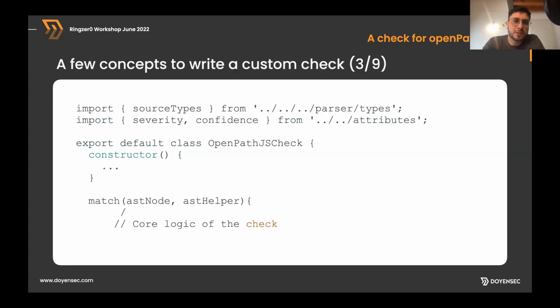Now, the most important function here for every check is the match, which, as I was saying earlier, is called when the tool navigates to a new AST node. So every time that the tool navigates to a new AST node, the match function will be called, passing the AST node. It also provides you with an AST helper object that contains some utility functions related to variable scope resolution and others, but we don't need it for the moment.